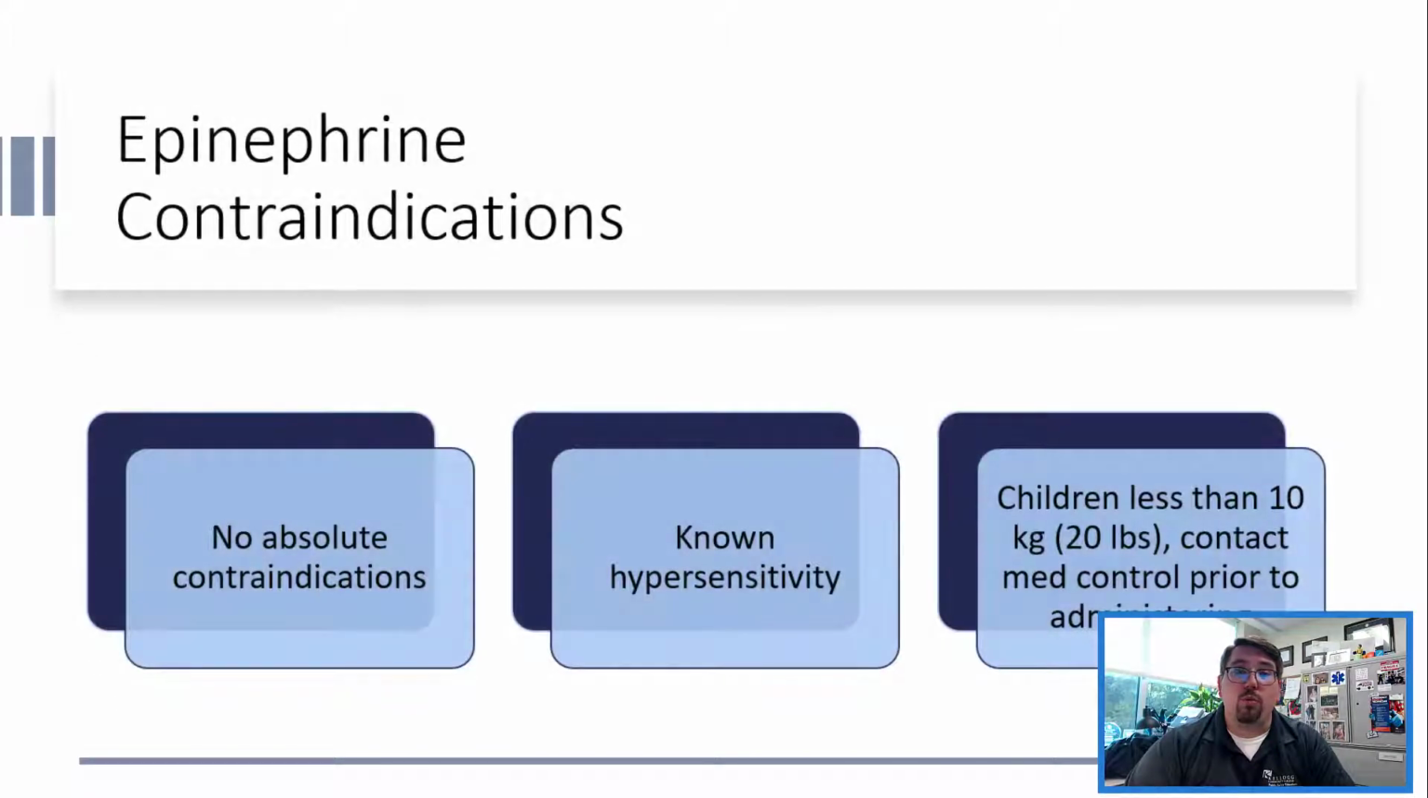Not only must we know when to give it, but we must know when to withhold it. There are truly no contraindications or absolute contraindications for the administration of epinephrine. It could be that someone has a potential known hypersensitivity, but more likely than not, that won't be the case. We also know that one of the contraindications will be for children who are less than 10 kilograms or 20 pounds. For that, we should be contacting medical control prior to the administration of the drug.